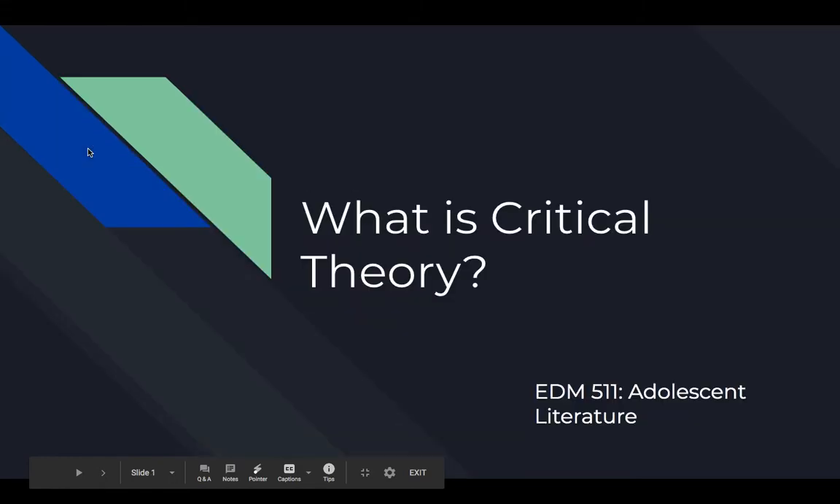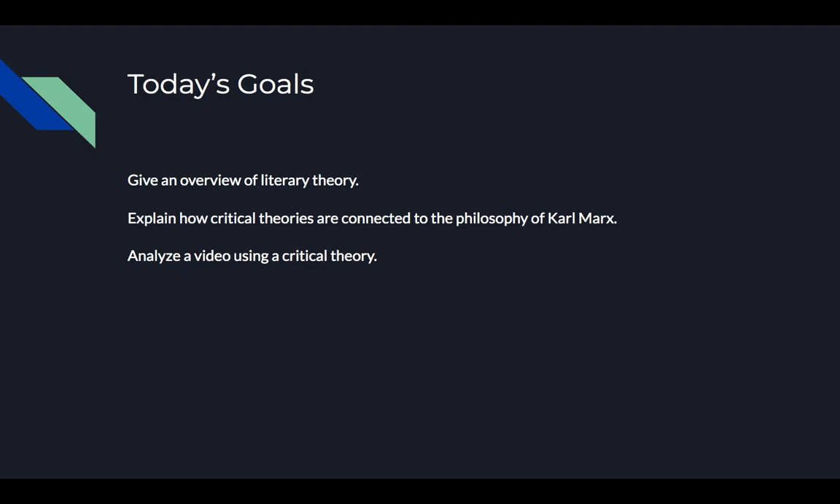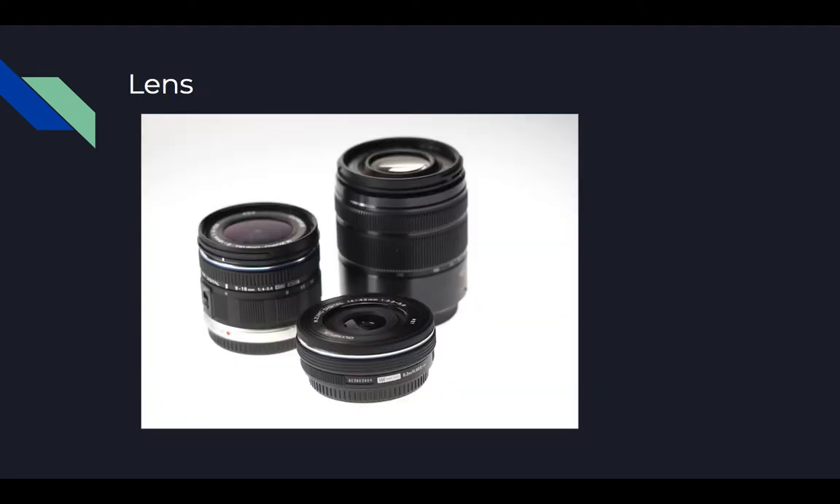To the third module for EDM511, and today we're going to be looking at critical theory. Our goals today are to get an overview of what literary theory is, and to explain how that theory is embedded in the philosophy of Karl Marx and the Marxist views, and then you're going to be asked to analyze a video using that critical lens that you're assigned.